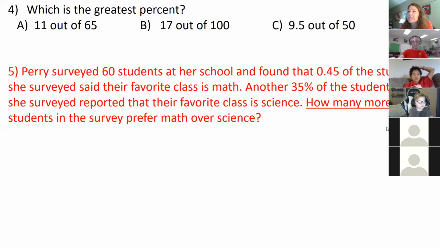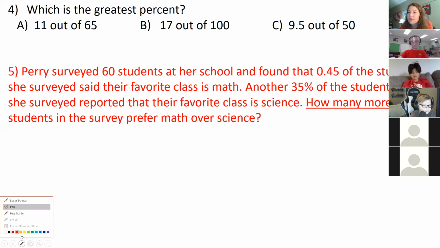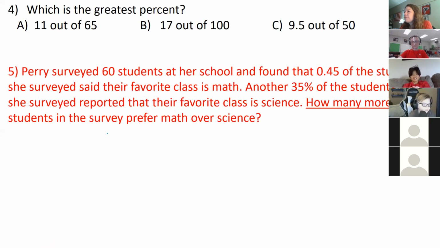Perry surveyed 60 students at her school and found that 0.45 of the students she surveyed said their favorite class was math. That's right, math. Another 35% of the students she surveyed reported that their favorite class is science. How many more students in the survey prefer math over science? What do we do? Someone tell me what to do. Me too, Ava, of course. All right, what do I do, everyone?